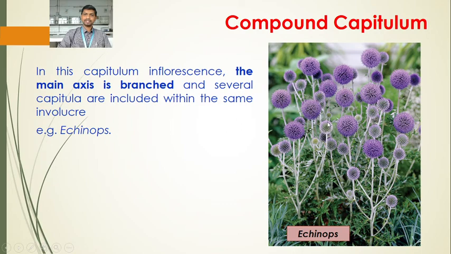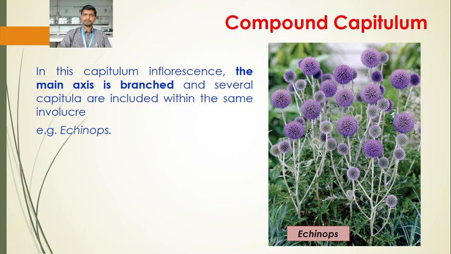So the arrangement is a capitulum on the lateral branches. Such a type of inflorescence is a compound capitulum, where the main axis is branched, it shows lateral branches, and each capitulum is included within the same involucre. The example is Echinops. Here the arrangement is the same. The flowers are present in a centripetal order, the older flowers towards the periphery and the younger flowers towards the center. The flowers present towards the periphery are the ray florets, and the other florets occupy the inner position.